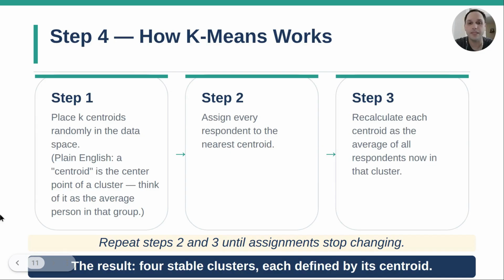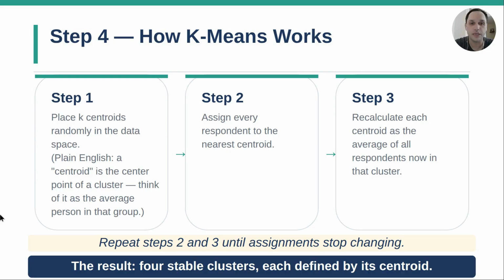Here's how K-means actually works in 3 steps. First, the algorithm randomly places 4 centroids in the data space. A centroid is just the center point of a cluster. Think of it as the average person in that group. Second, every respondent gets assigned to whichever centroid they're closest to in the data space. Third, the algorithm recalculates each centroid as the average of all the respondents now assigned to it.